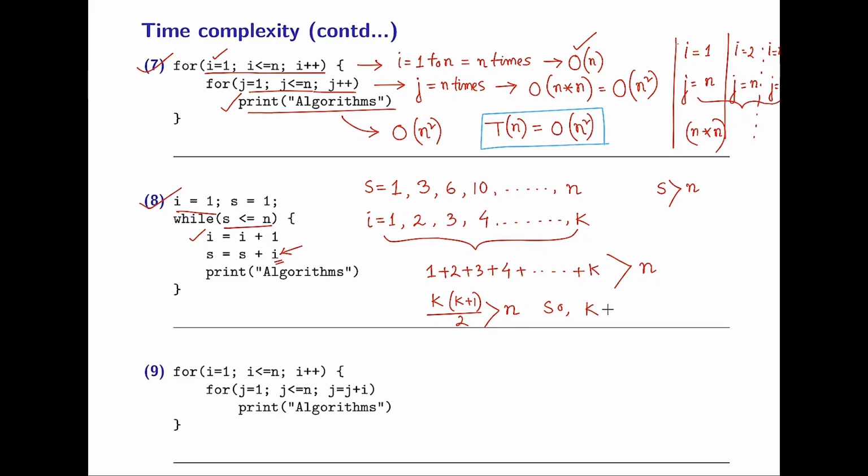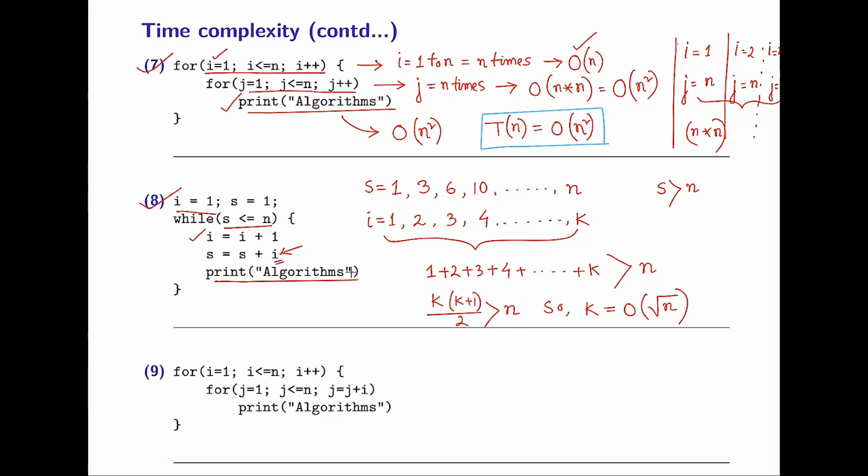So from here, if you want to find out k in terms of asymptotic notation, k square plus k will be divided by 2. Asymptotically, k square will be greater than n. So k is equal to big O of square root of n. So the print statement in this algorithm is going to run big O of square root of n times.